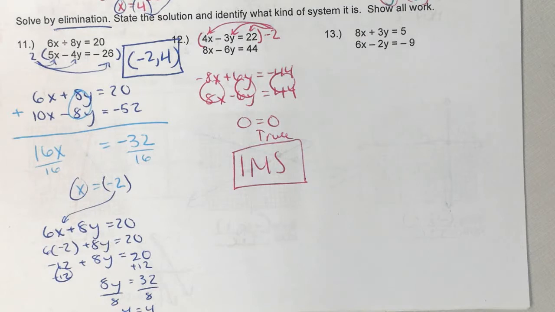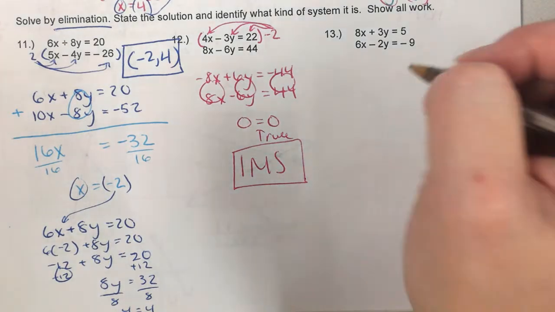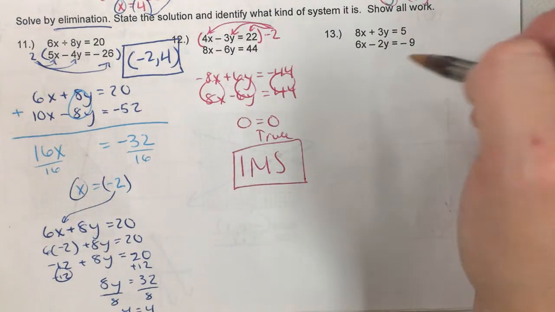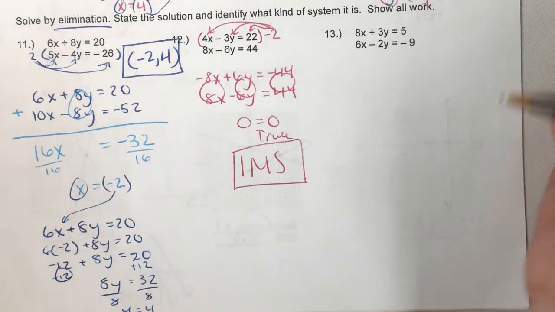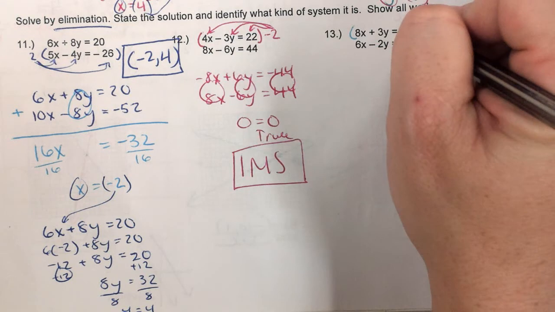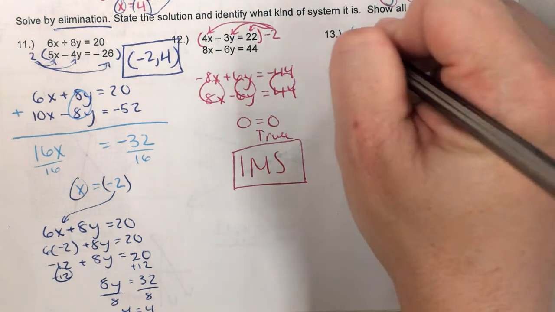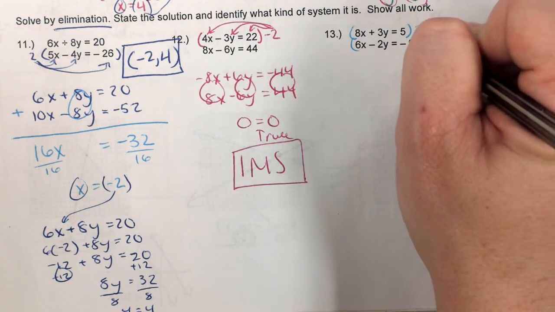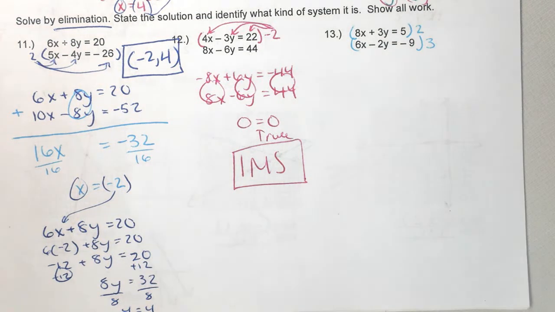Okay, looking at number 13. I would cancel the y's because one's already positive, one's already negative. 2 can't turn into 3, but they can both turn into 6. So 3 times 2 is 6. Negative 2 times 3 is negative 6. So that's what I'm going to multiply both equations by.